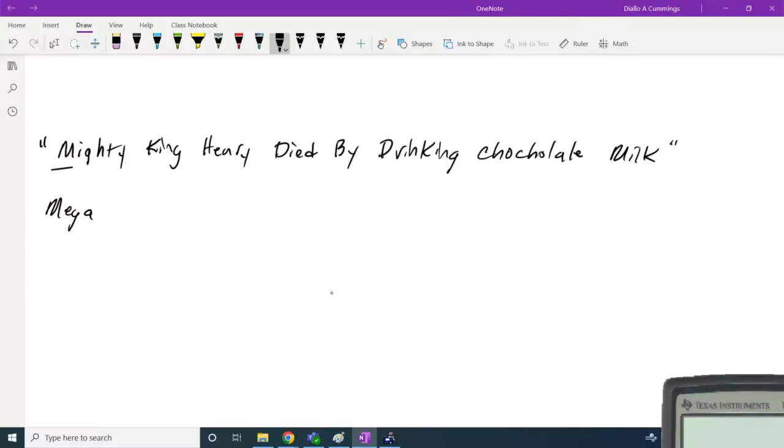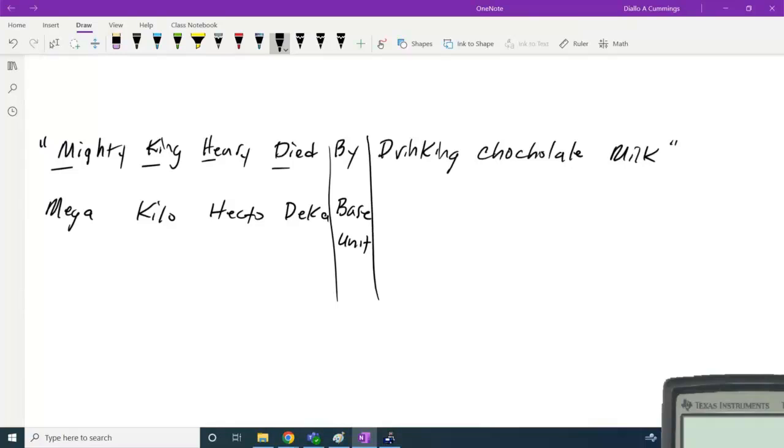M is for mega. K is for kilo. H is for hecto. D is for deca. B is for base unit. And what I mean by base unit is either a meter, a gram, or a liter. Drinking is deci. Chocolate is centi. And milk is milli, or M-I-L-L-I. But I just threw this M in for mega.